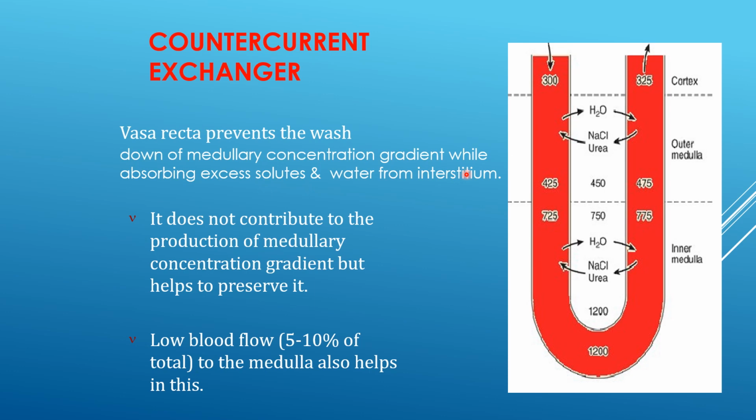Whatever water has been reabsorbed in the thin descending limb of the loop of Henle, that water is being absorbed by the vasa recta. So this does not contribute to the production of the medullary concentration gradient, but it helps to preserve it. And low blood flow, 5 to 10% of the total to the medulla, also helps in the maintenance of the gradient, or preventing the washdown of the medullary concentration gradient which was produced by the loop of Henle.